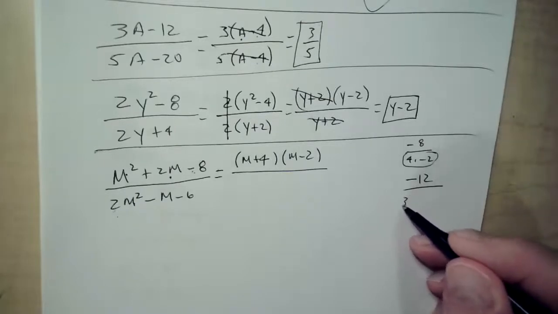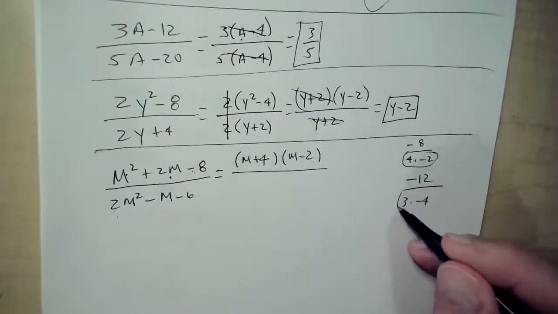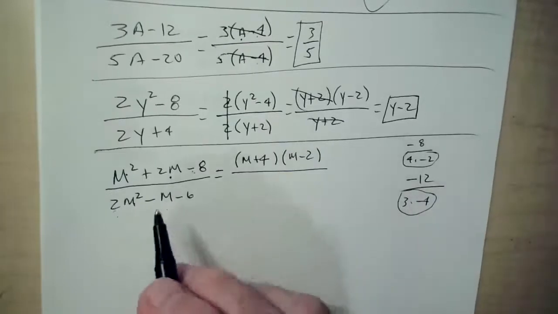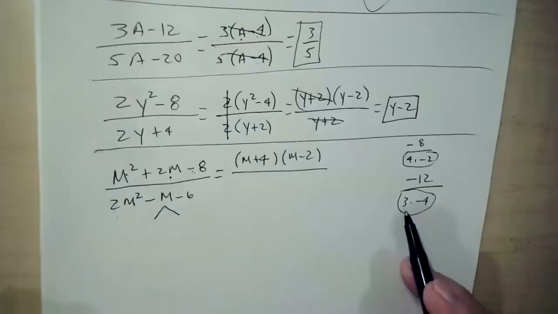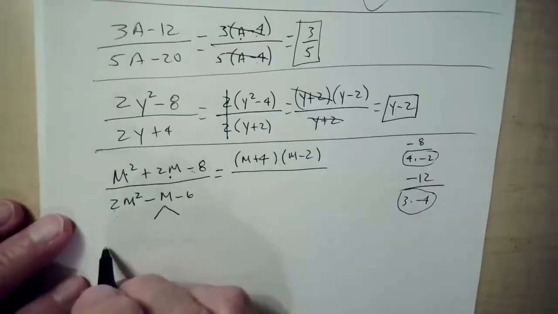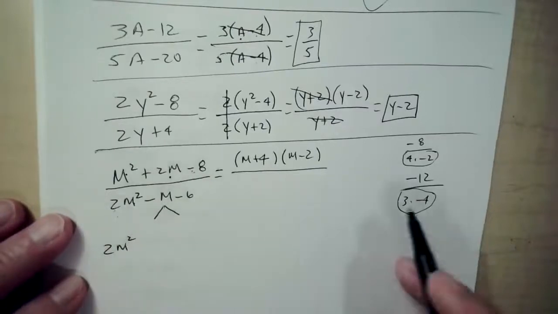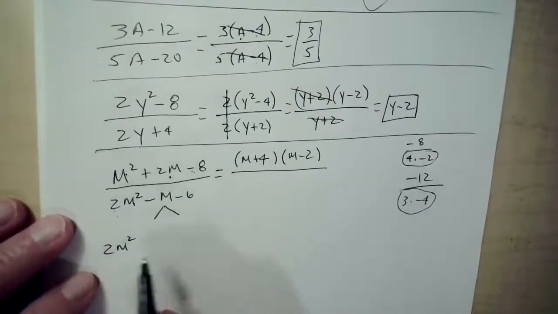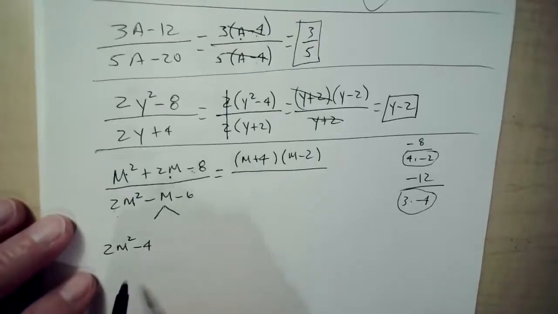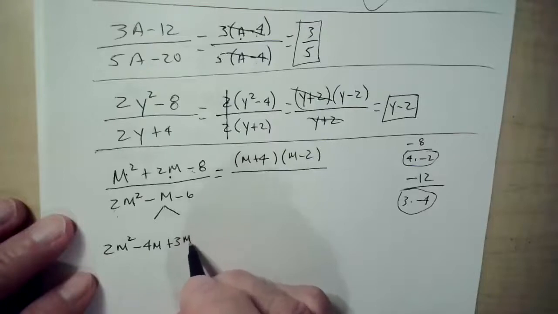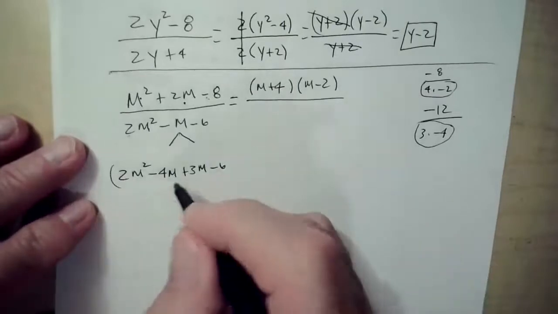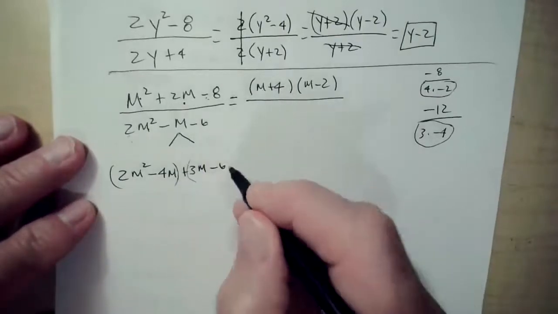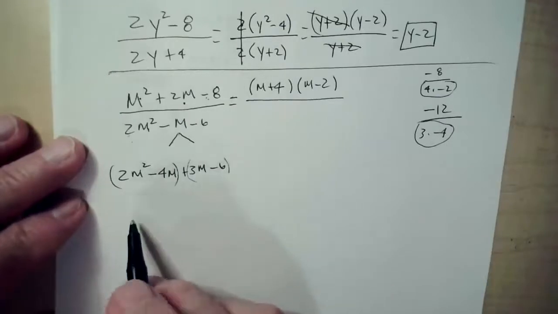That are going to give us 1. What's it going to be, 3 and 4? 3 times negative 4. Now remember, what we want to do here is split this linear term up into these. Now which one do we want to put next to the 2m squared? The 4, right? Because they're factors. Minus 4m plus 3m minus 6. Everybody with me here?